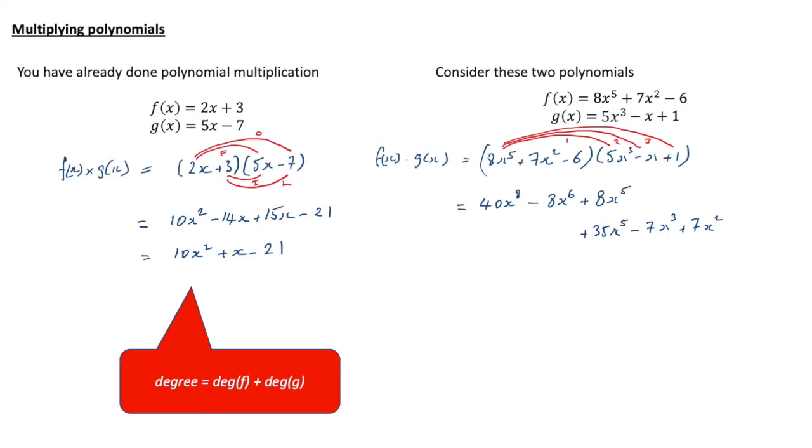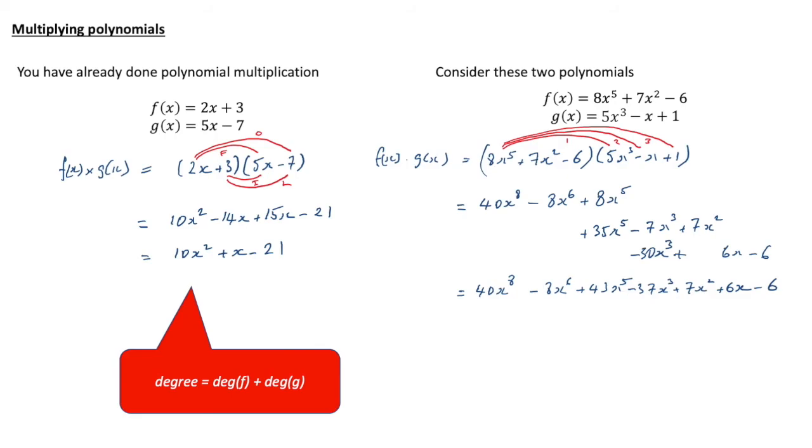Finally, I have to do minus 6 times the second bracket. So minus 6 times 5x cubed is minus 30x cubed. Minus 6 times minus x is plus 6x. And minus 6 times 1 is minus 6. And now I have to add all them up together. So for the first two, there's nothing else to add, so I can just copy them down.